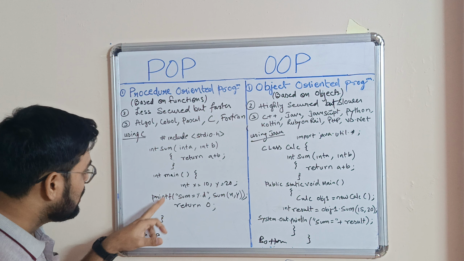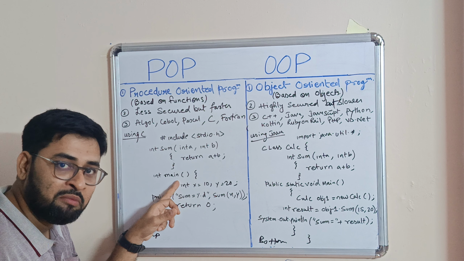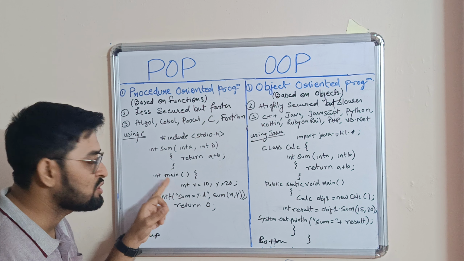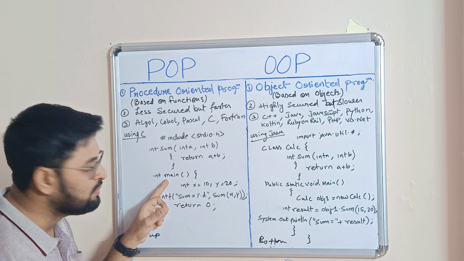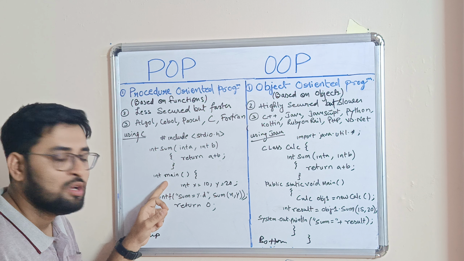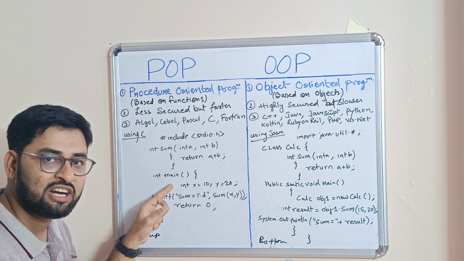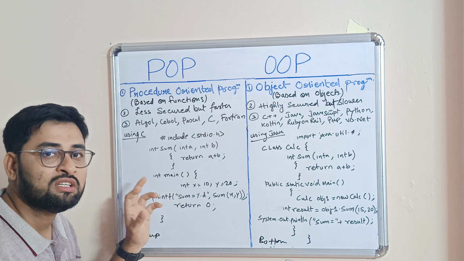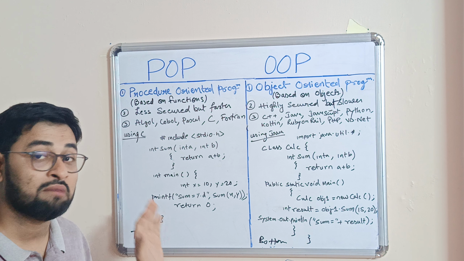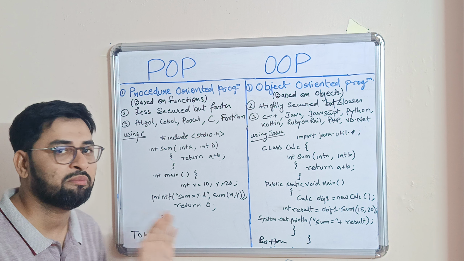You can see int main, that means the main method. The program starts execution from main. We can consider this the top. When the program sees main, it will enter the program and start executing. It is based on a compiler. There is only a compiler, no interpreter concept, in case of POP based languages.